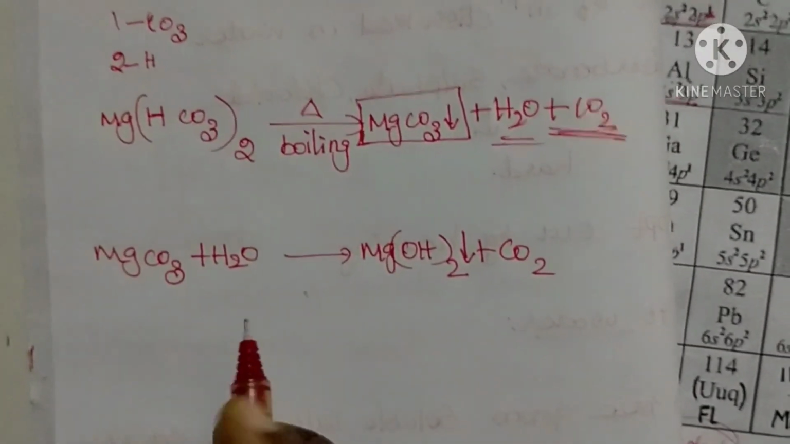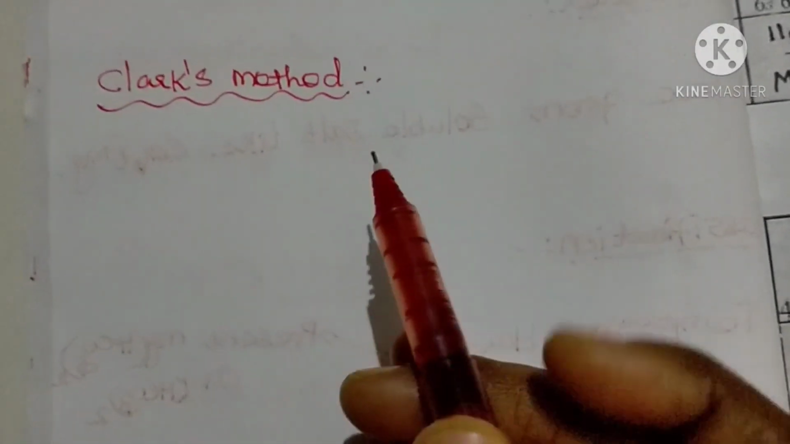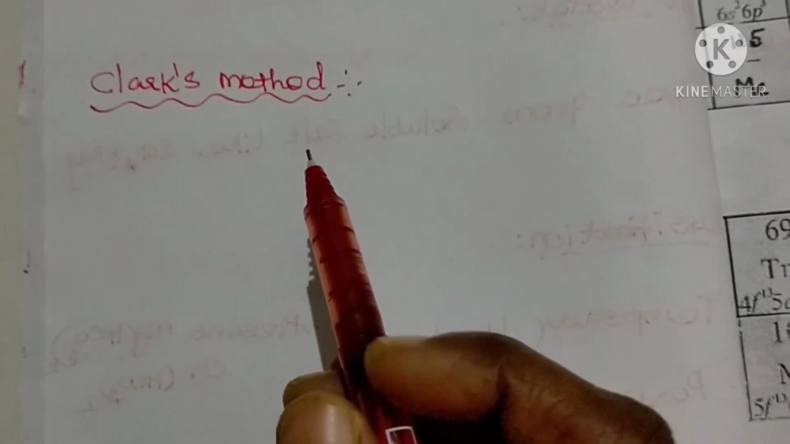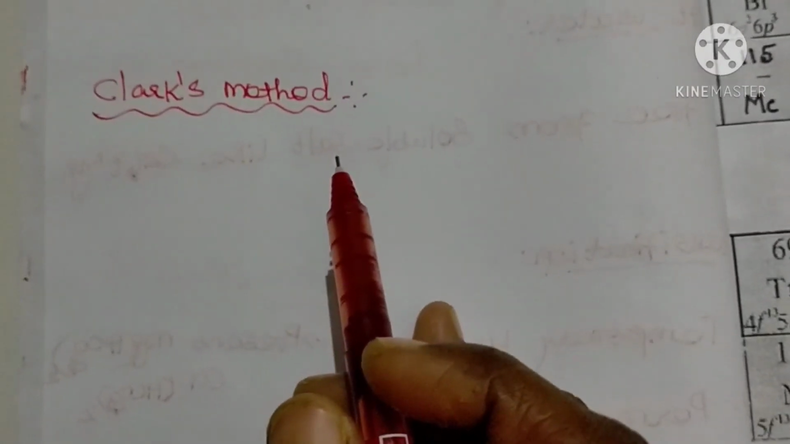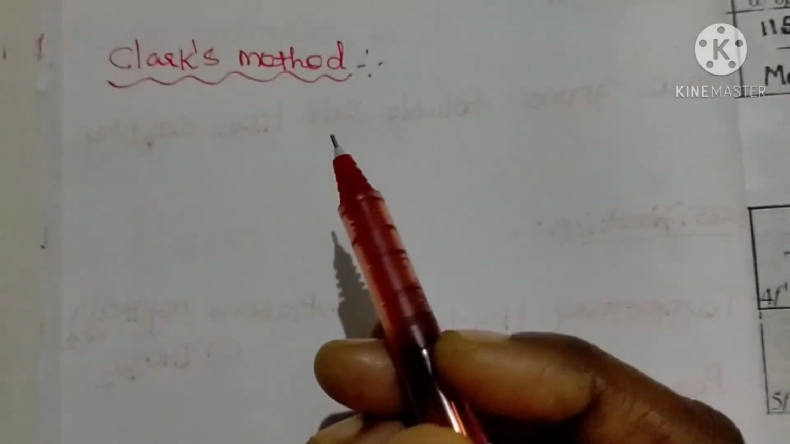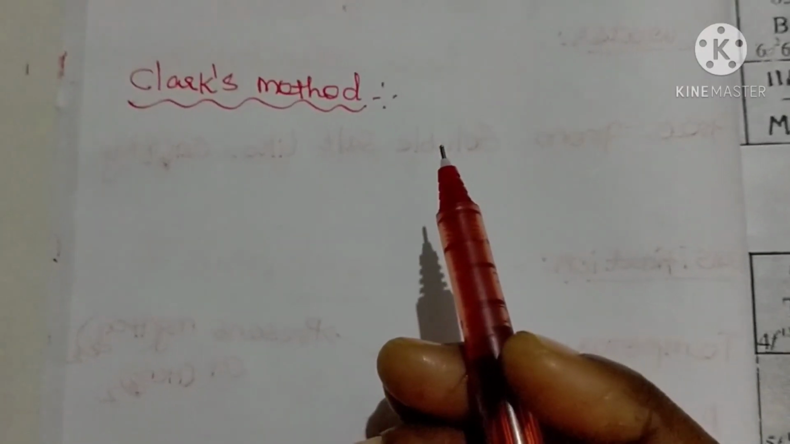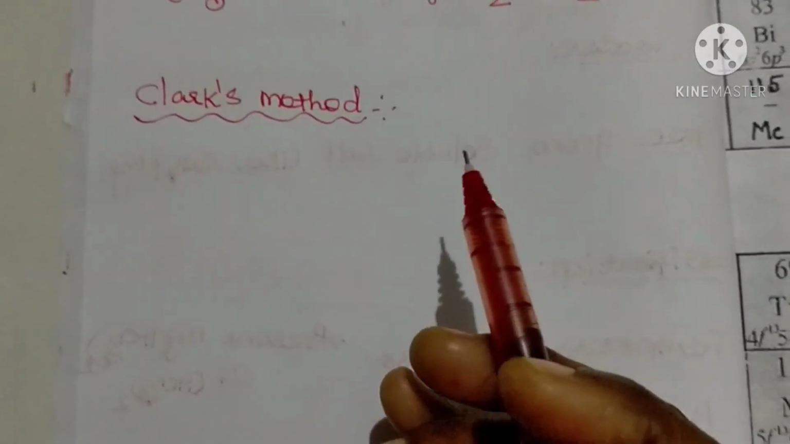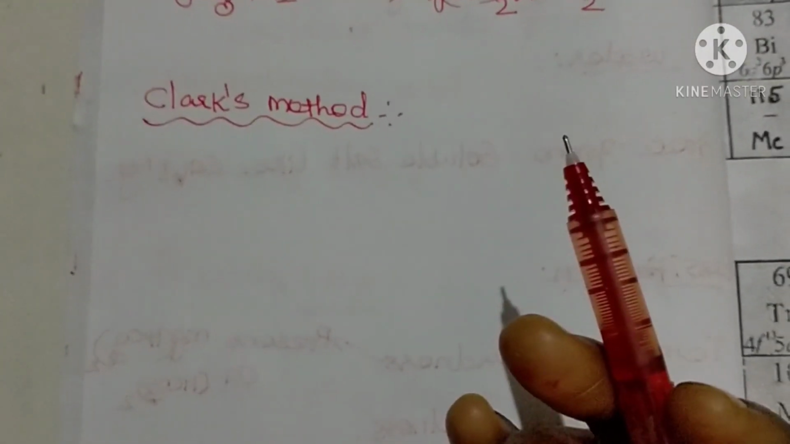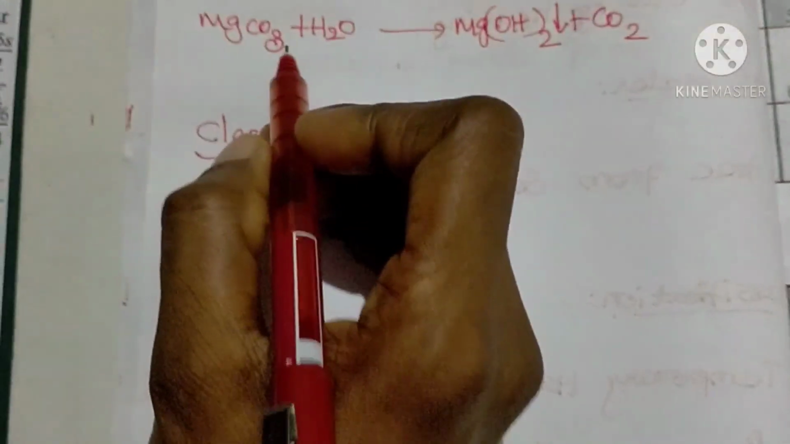This is the first method to remove the temporary hardness of water, and the second method is Clark's method. Clark's method is the second method to remove the hardness from temporary hard water. In Clark's method, we treat the temporary hard water with a calculated amount of lime, and it removes the carbonates and hydroxides of magnesium and calcium. That means magnesium carbonate and calcium carbonate, then magnesium hydroxide and calcium hydroxide.